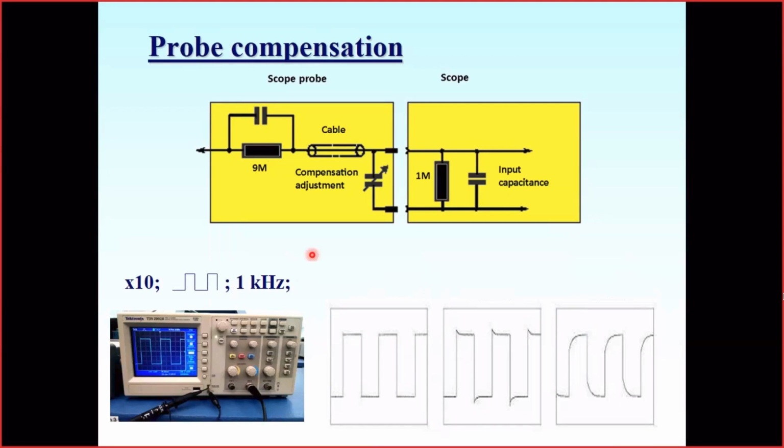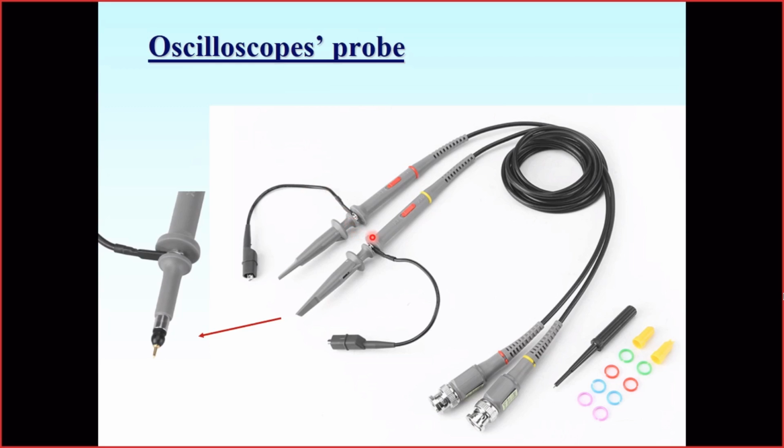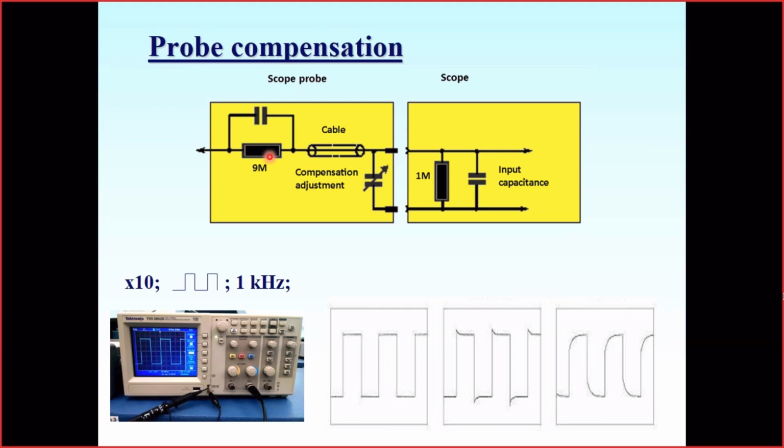The probe itself has some compensation circuits. Usually the probe has a switch. By moving the switch, we introduce a 9 megaohm resistor in series with the cable. So why do we actually need to do it?